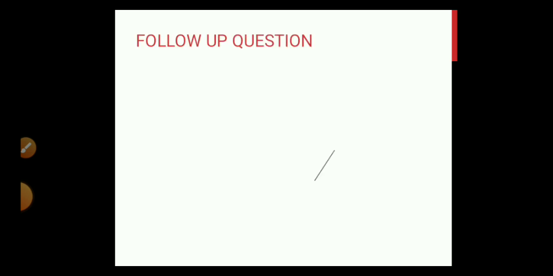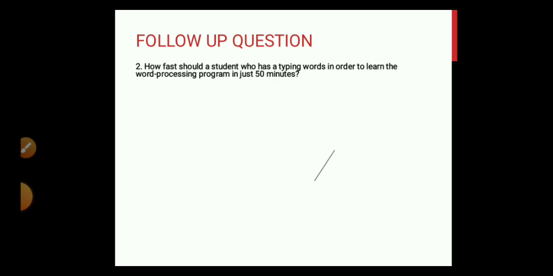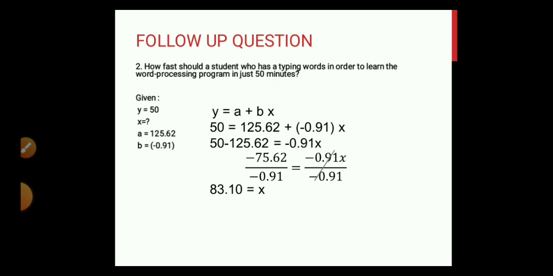And for number 2, how fast should a student type in order to learn the word processing program in just 50 minutes? In this case, what we are looking for is the independent variable, since the problem gave the time, or the dependent variable of 50 minutes. So we have this given, and for our formula, y equals a plus b times x. Substitute the values: 50 equals 125.62 plus negative 0.91 times x.